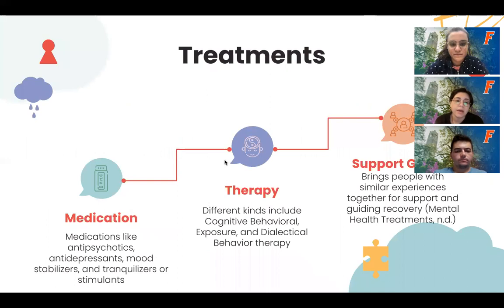And then we have the treatments that are normal for mental health. These are the ones that everyone should be doing as well as using these apps. It's like a secondary tool. So they include things like medication, which is antipsychotics or antidepressants, therapies of different kinds like cognitive behavioral, exposure, or dialectical behavior. And some people also find that support groups are helpful, where they talk about their experiences and talk about recovery.